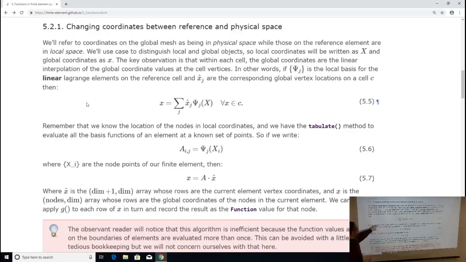So we know the location of the nodes in local coordinates, because we wrote that down. And we have the tabulate method, which enables us to evaluate the basis functions of an element at a known set of points. So that works. And that just gives us this matrix, right? That's all the tabulate does. And so the global coordinates of the nodal points are given by that matrix multiplied by the global coordinates of the vertices.